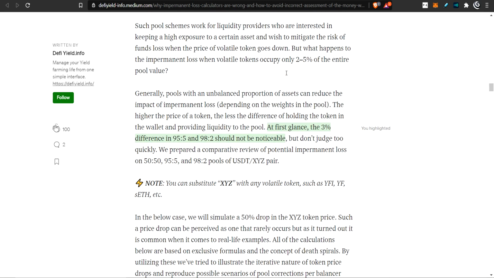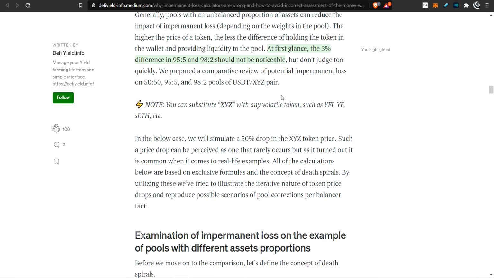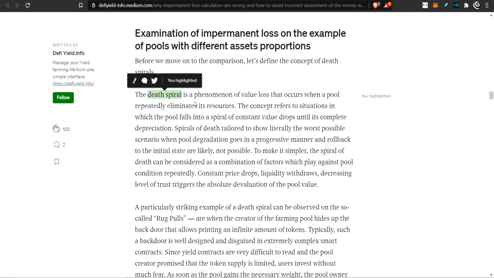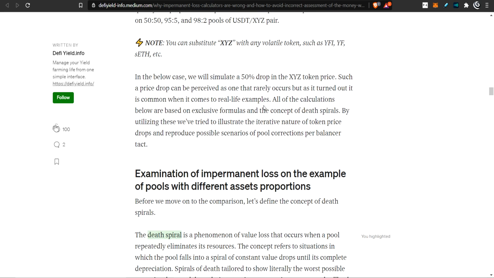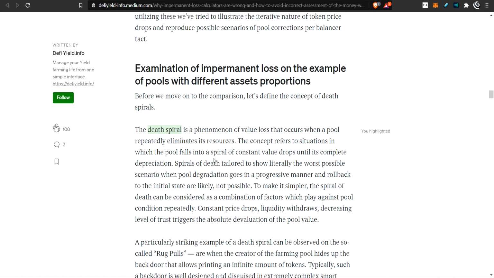Okay, so he gets into the weeds in here and talks about why it's such a big difference, right? And he says at first glance the 3% difference between this, it's only 5 and 2. There's only 3% ratio difference, right? He would say, oh, it doesn't seem so noticeable, right? But it's actually quite different, and he shows it through some numbers. So before he explains why it's not true to say that it's not very noticeable, he talks a little bit about this death spiral.